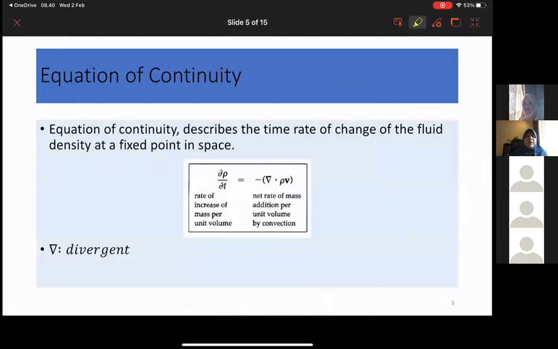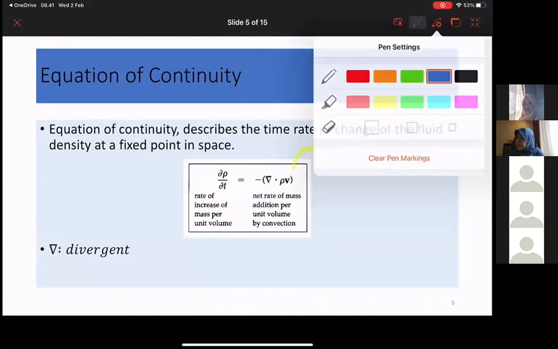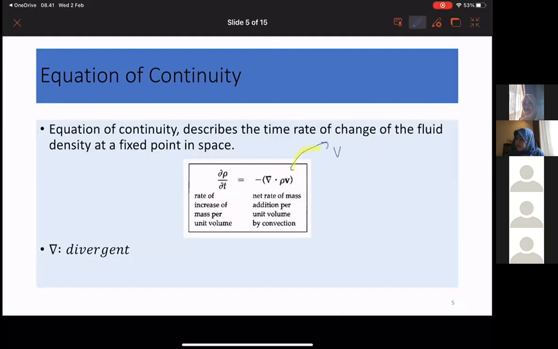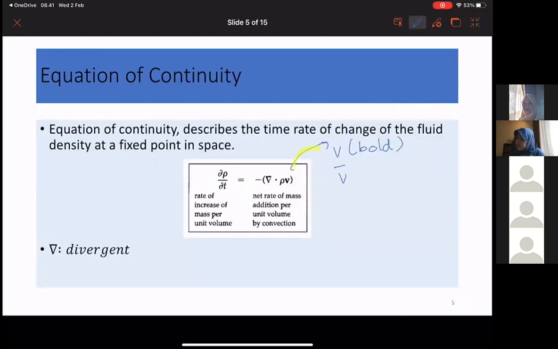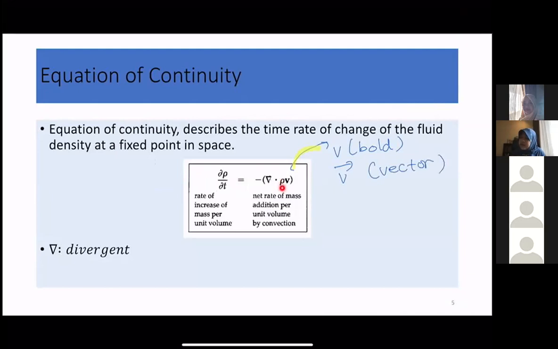Okay, so this is called the equation of continuity, which describes the time rate of change of the fluid density at a fixed point of space. This is the rate of the increase of mass per volume, and this would be the divergence of rho v. If you look at here, the v is bold. That means it is a vector. So this is a vector, the velocity, and rho is a scalar.